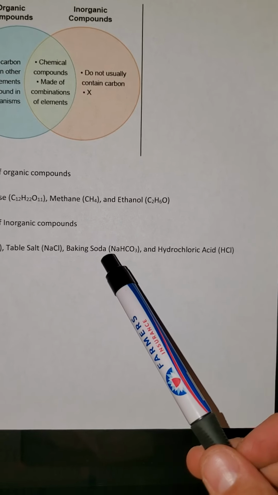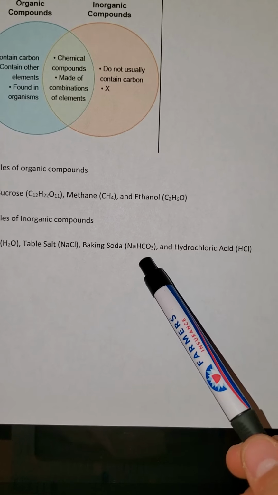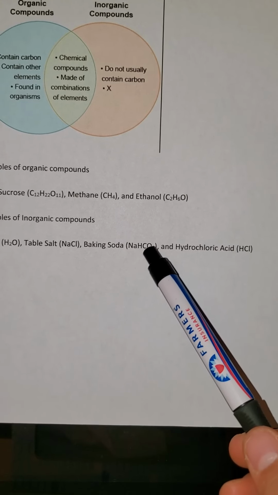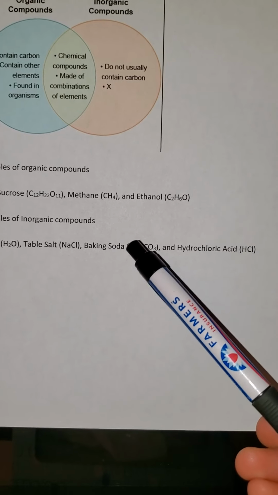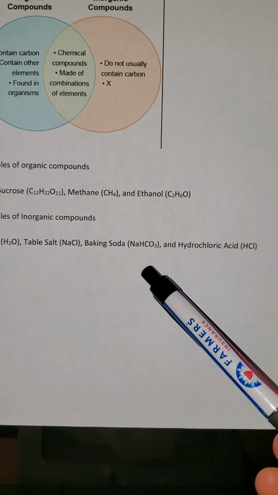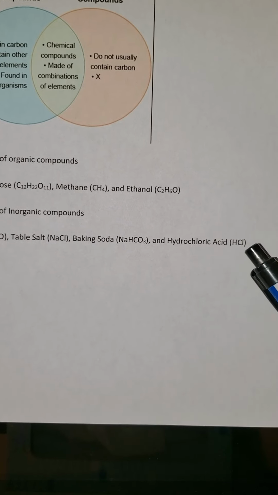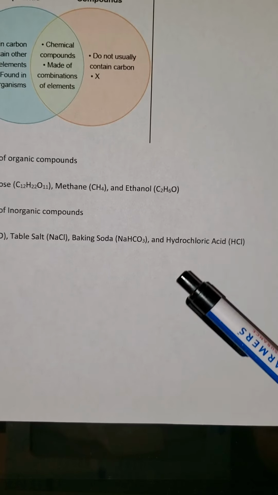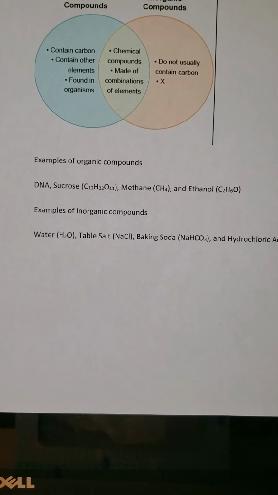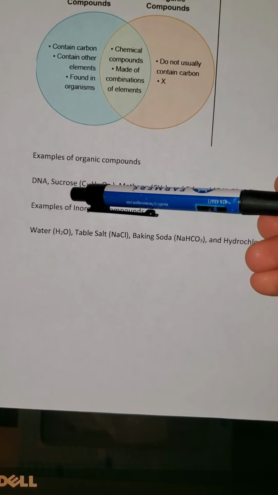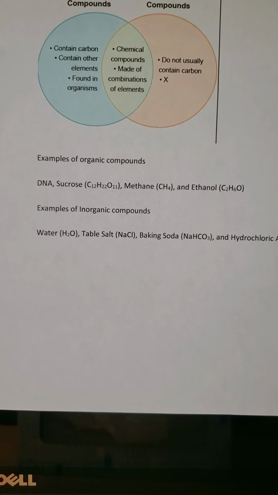Or another example is baking soda, which is NaHCO3, and although that does have carbon, it is technically not an organic compound, I should say. And lastly, the last example for inorganic compounds is hydrochloric acid, which is HCl. And again, there's no carbon in this one. So really, your main key point is if there's a carbon in the beginning of it, it's going to be an organic compound. If not, it's going to be an inorganic compound.